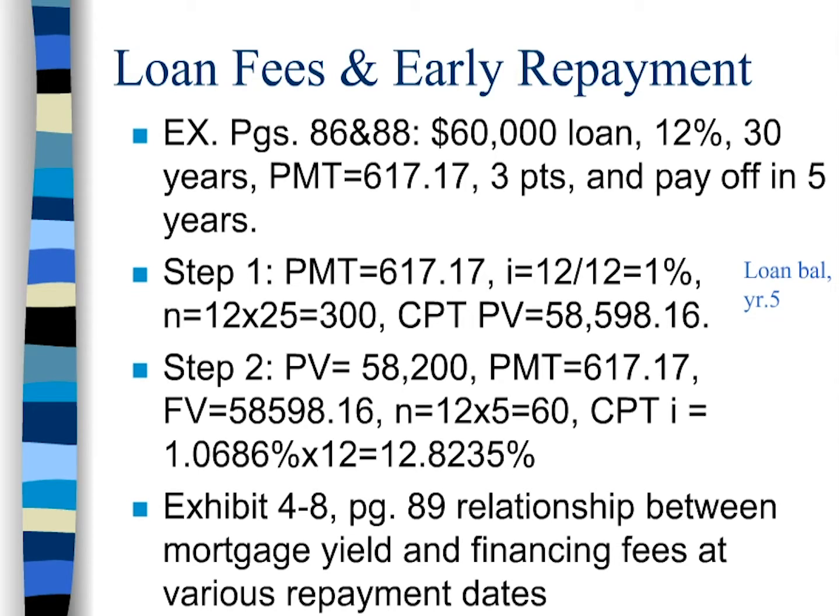So the balance of the loan would be the present value of all the payments for the remaining 300 payments after the end of the 5th year. So we use that our payment is $617.17, the interest rate is 1, and N is 300, because now we only have 25 years left, 12 times 25, since we've paid off 5 of our 30 years. The future value is 0, and we're solving, in this case, for the present value. And that's going to give us the value of the loan.